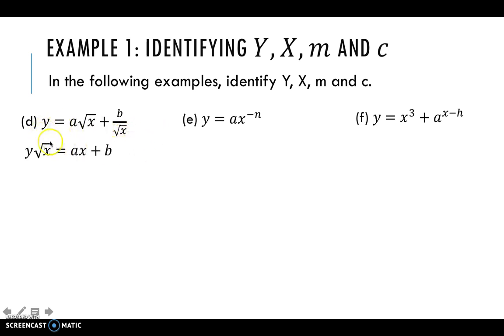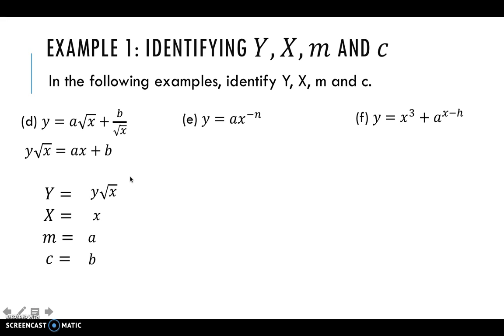So y times square root x will just give you y square root x. a square root x times square root x is just a times x, because square root x times square root x will just give me x, and then I'll just get plus b. So for now, you can already see that it's very easy. This is your y, this is your m, this is your big X, this is plus c. So big Y is y square root x, big X is small x, m is a, c is b.